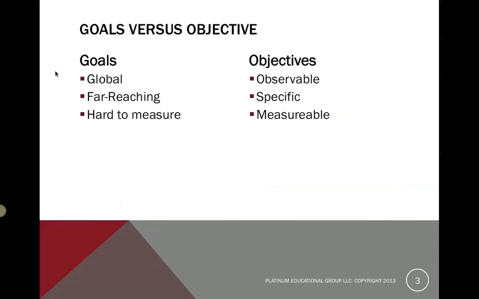So, a goal tends to be very global, far-reaching, hard to measure, something kind of altruistic. So, for example, when I teach, I always tell my teachers that I'm teaching, I hope that they will be as good or better than I am. That is a goal. An objective, on the other hand, is very observable, specific, and measurable.